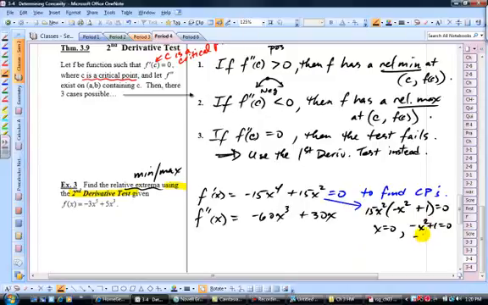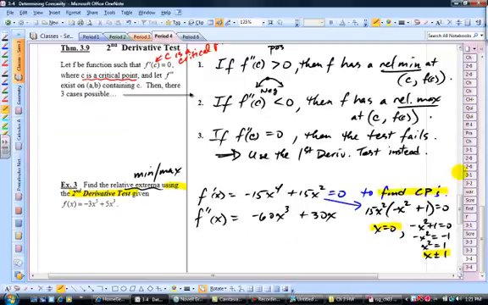Let's say, subtract 1, divide by negative 1. Holy cow, x is plus or minus 1. So I have critical points at 0 and plus or minus 1. Let me highlight those. Those are critical points.